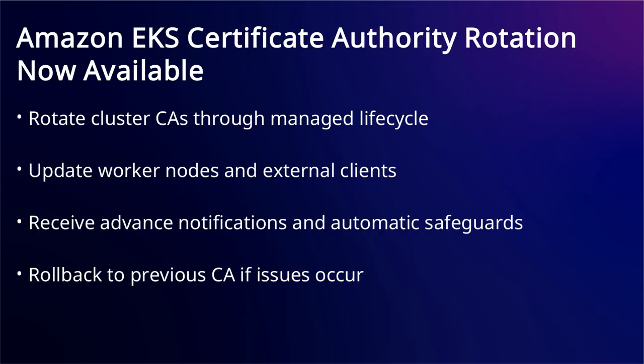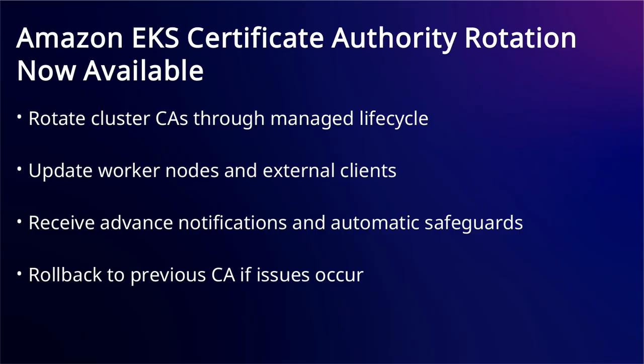Amazon EKS clusters created since 2018 have certificate authorities with 10-year validity periods that are now approaching expiration. Without CA rotation, your cluster connections to the Kubernetes API could fail, impacting operations and security. You can now rotate cluster CAs through a managed lifecycle that handles the rotation process. Amazon EKS automatically updates AWS managed components, while you update worker nodes and external clients to trust the successor CA.